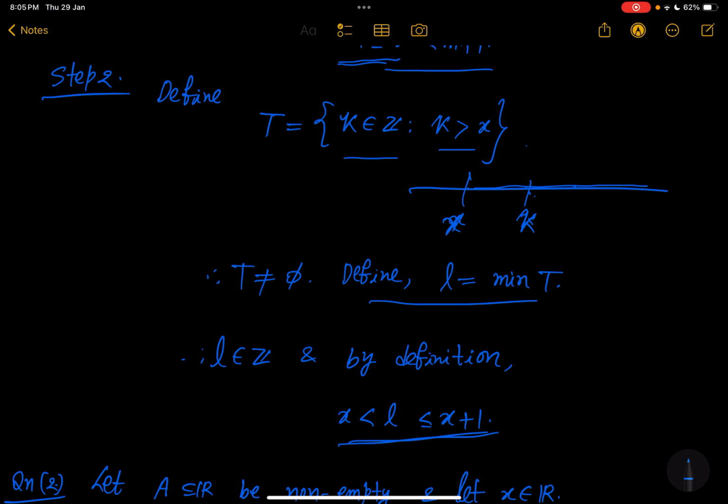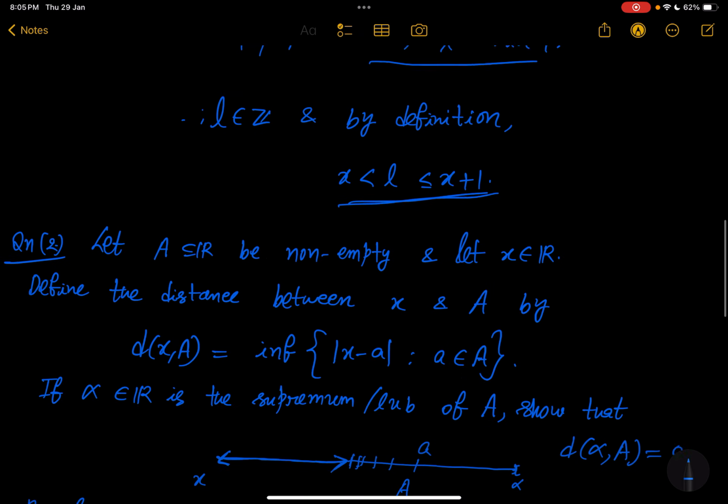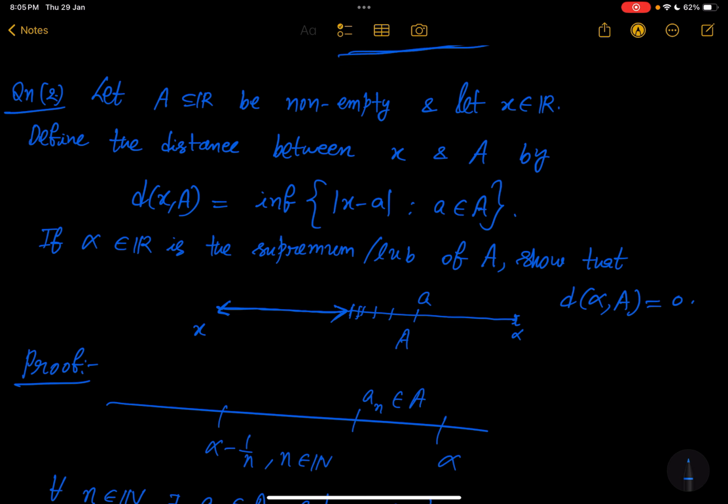Fine. Next we will discuss another important question, which is this. Let A be a non-empty subset of R, and let x be a real number. Then we define the distance between x and A by d(x, A). This is the notation for distance between x and capital A, which is a given set. This is the infimum of |x minus a| such that a belongs to A. Now this question is saying if alpha is a real number which is the supremum, or the least upper bound (LUB), of this set A, then show that the distance between alpha and A is 0.